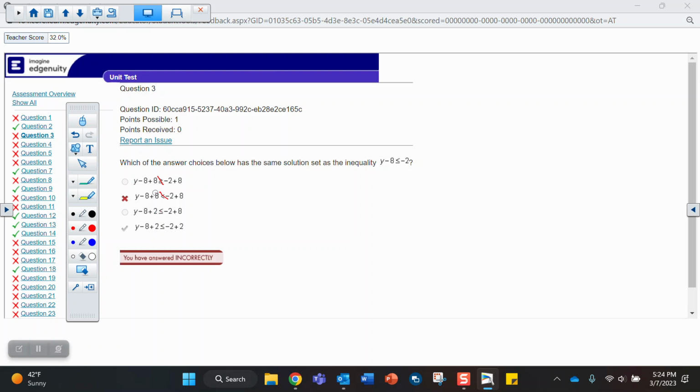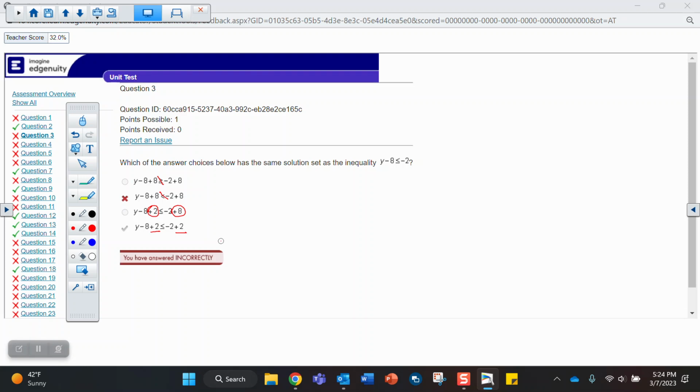Option 3 has adding 2 to one side and adding 8 to the other side. Remember, when you solve inequalities or equations, you have to add the same thing to both sides, so that doesn't work. So the correct answer is the fourth one. They're adding 2 to both sides and nothing else has changed.